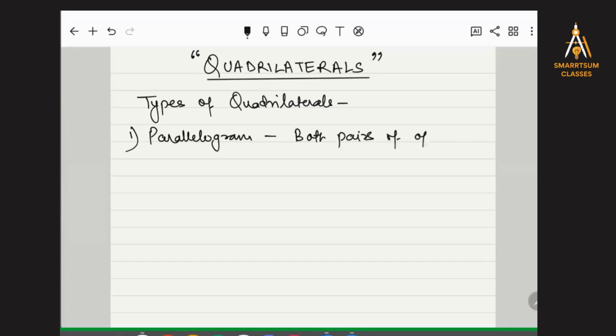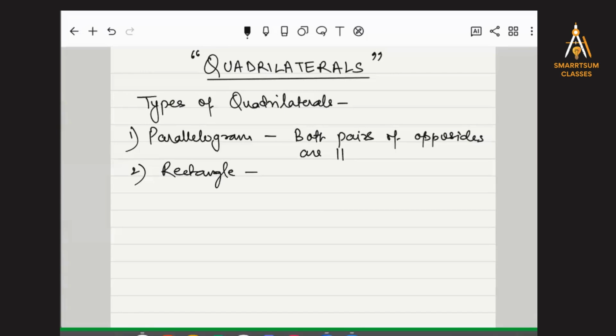Both pairs of opposite sides are parallel, then it is a parallelogram. I'm writing in short because I know you already know these things. Rectangle. A rectangle is a quadrilateral and it is a parallelogram too.